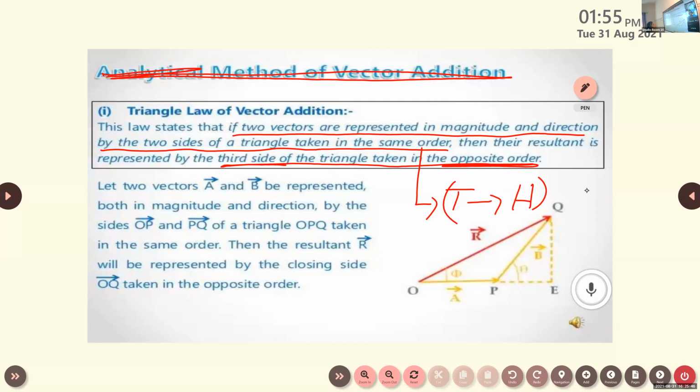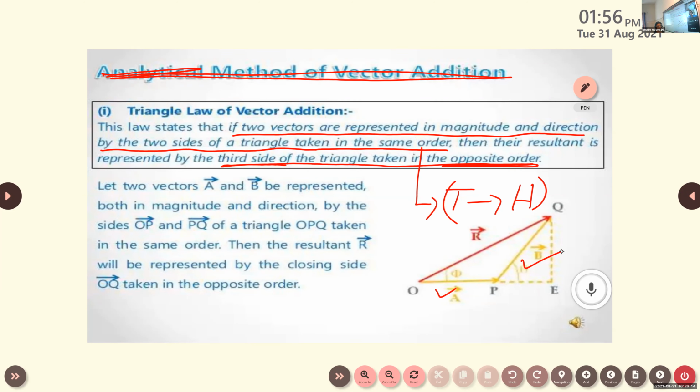Try to study the triangle law of vector addition. You don't need to learn it by heart. Try to draw the figure in your mind. Consider the two vectors and arrange these two vectors in the same order. Same order means arrangement of vectors in a manner of tail to head. Arrange these two vectors tail to head. So these two vectors represent the two adjacent sides of a triangle.